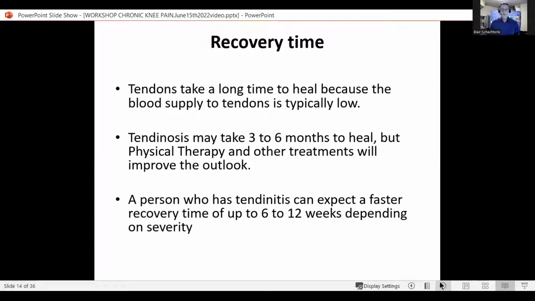And if the person has tendinitis with no degenerative changes, they just have a kind of a swollen tendon. If we catch it early enough, it can be like 6 to 12 weeks.